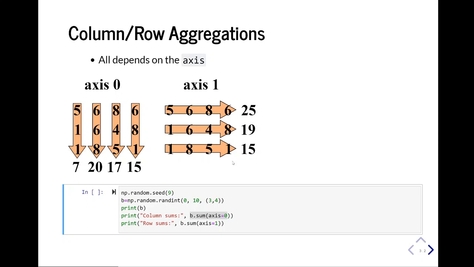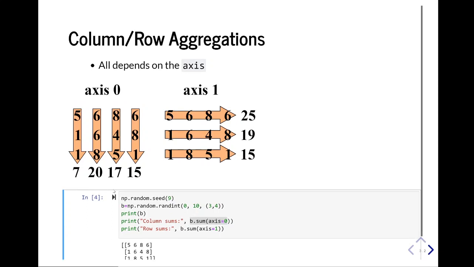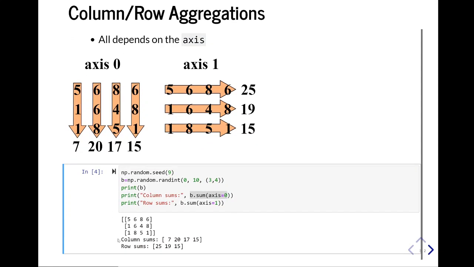So we can do our row and column aggregations, but it all depends on the variable called axis. For axis 0 in NumPy, that means columns. And for axis 1, that means doing everything on the row basis. And we can see the difference here. We're going to create another new random integer called b, a matrix. And we can see that we get our column summations and our row summations. And it aligns to exactly how the graphic shows up above.